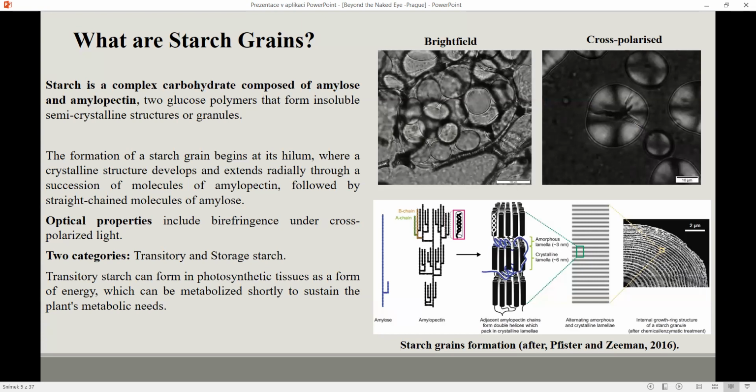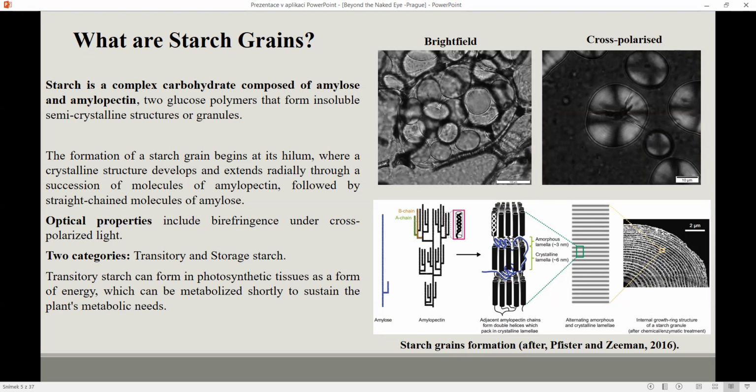So starch, on the other hand, is a complex carbohydrate. It's composed of amylose and amylopectin, which are 2 glucose polymers that form this insoluble semicrystalline structure that we call a starch grain or granule. The formation of the starch begins from the hilum, or the center, where associations of chains of amylose and amylopectin start to develop in bands, forming the structure. These bands are called lamellae.